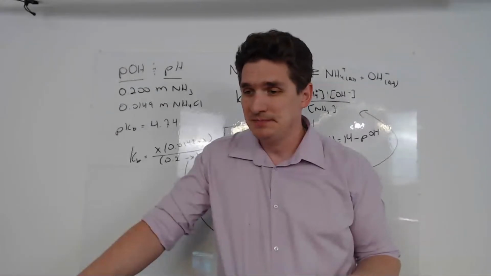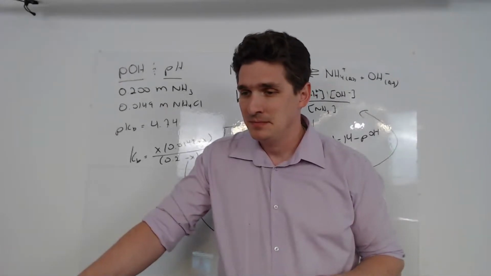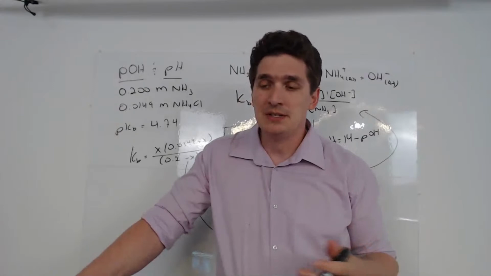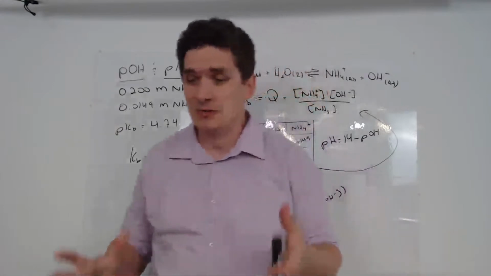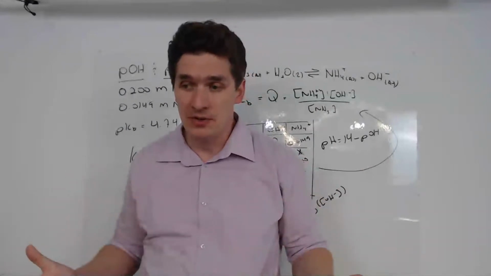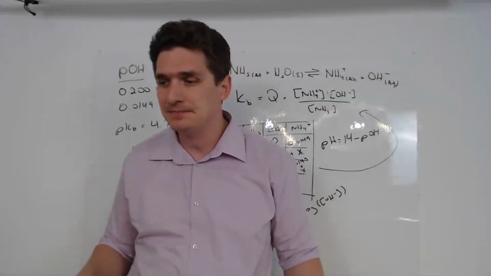So that answers your question? Bases are harder to work with in the sense that there are more steps, but conceptually it's still the exact same approach. You've still got to build your IC table. You've still got to do all that work. So there's no way around it.